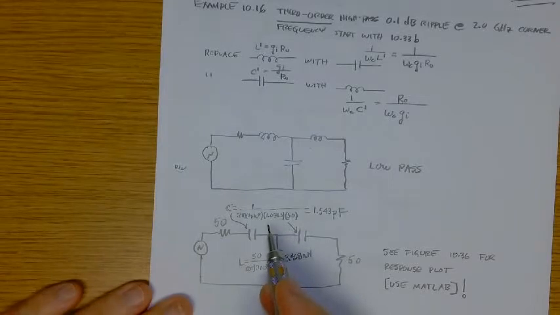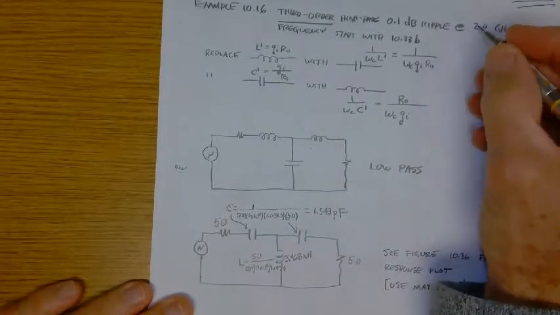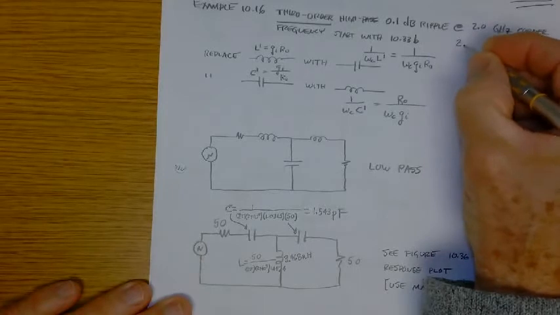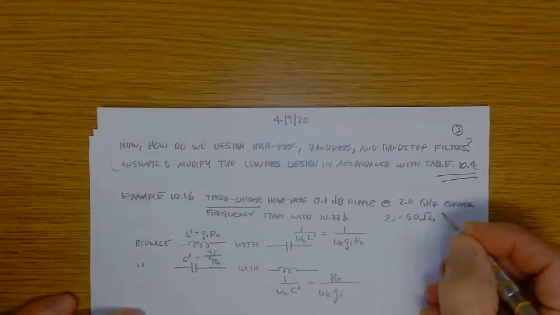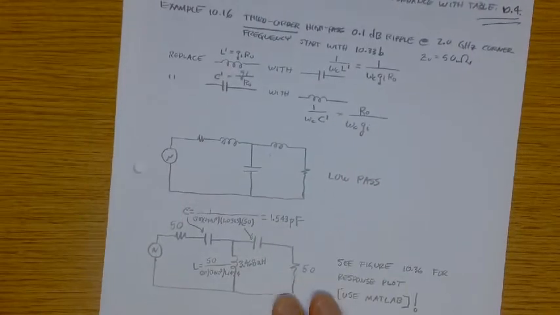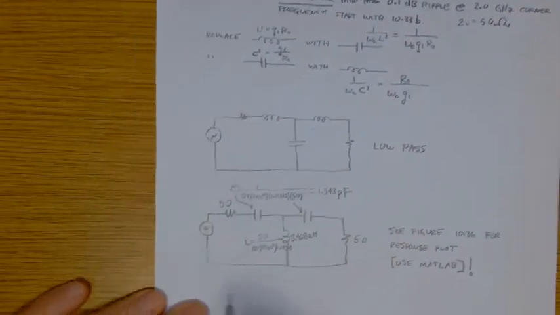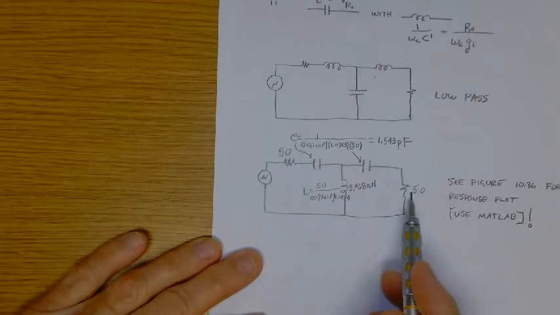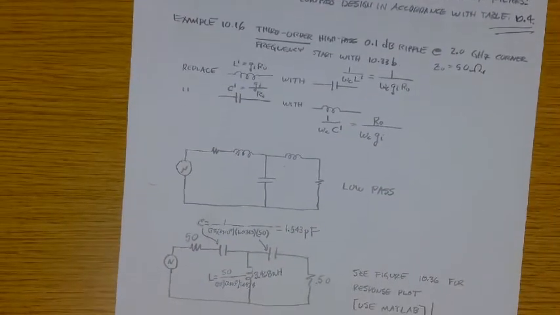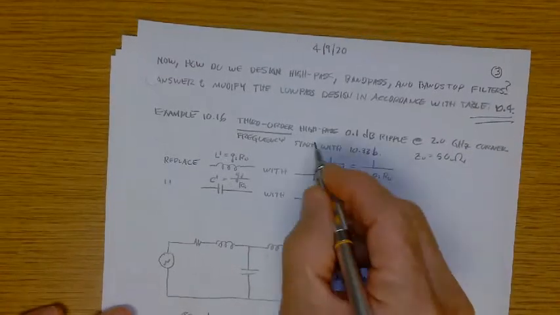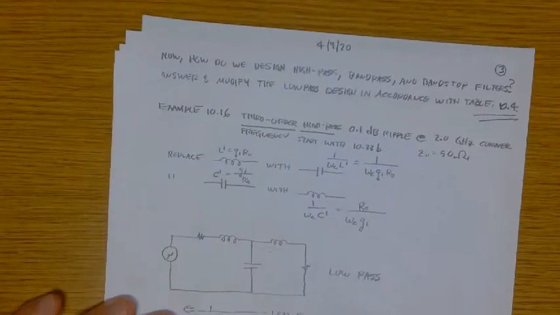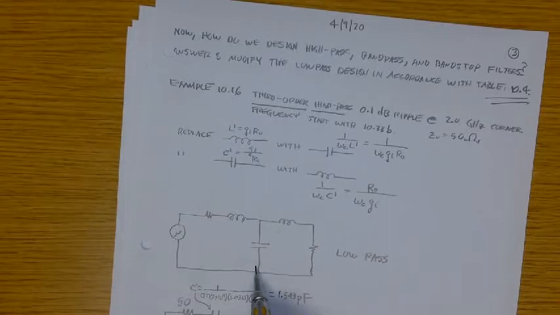Again, we're going to do Z naught of 50 ohms. I don't know if that was stated or not, but I know immediately that this is 50 ohms and the load is 50 ohms. I'm trying to make a high pass circuit, so this is the low pass topology.